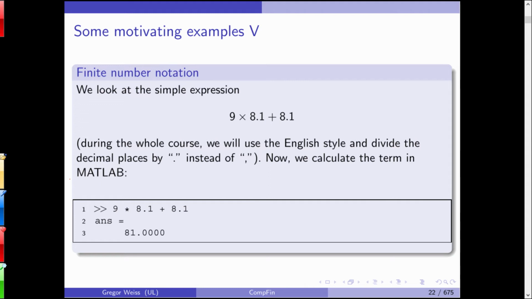We calculate 9 times 8.1 plus 8.1. And remember that decimal places and decimal points are shown with a decimal point and not a decimal comma in English. So it's the same in MATLAB, so you need to write 8.1 and not 8,1 as in German. So we write 9 times 8.1 plus 8.1, and the answer is 81, so everything is okay.